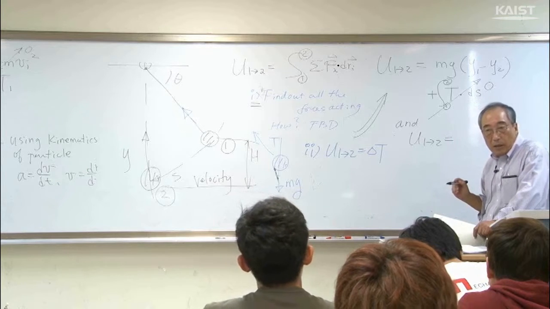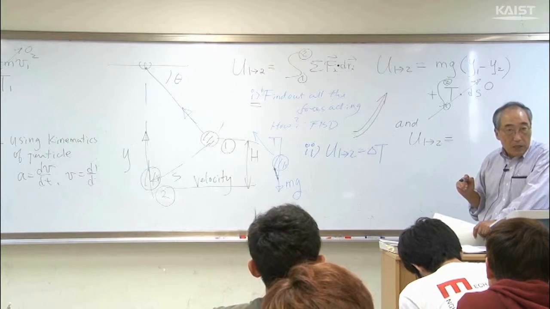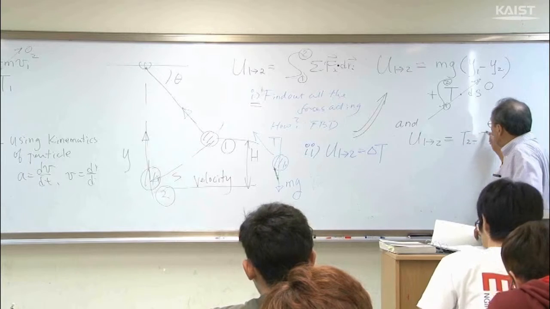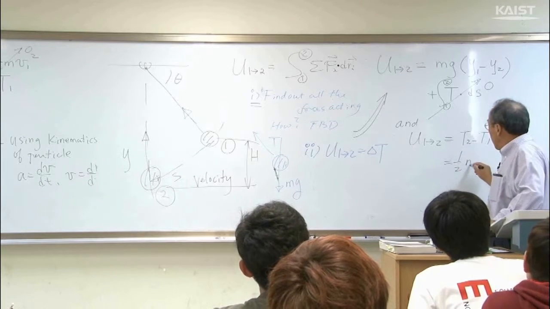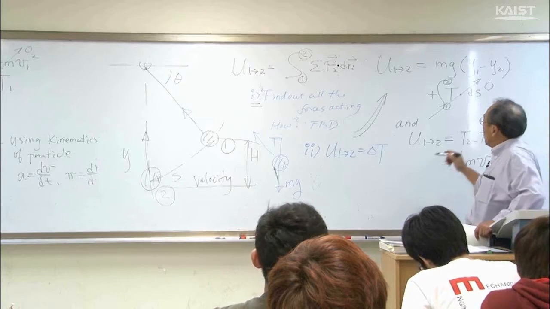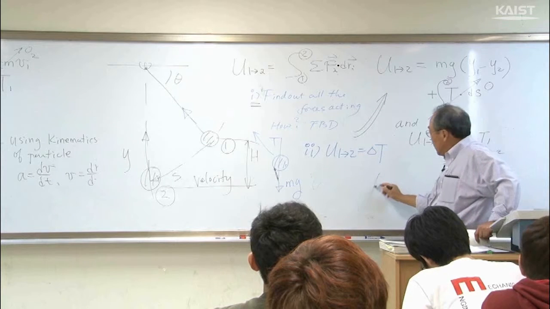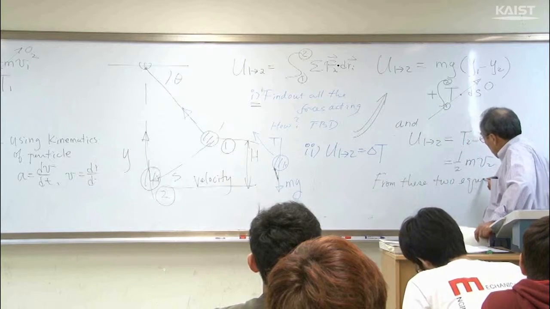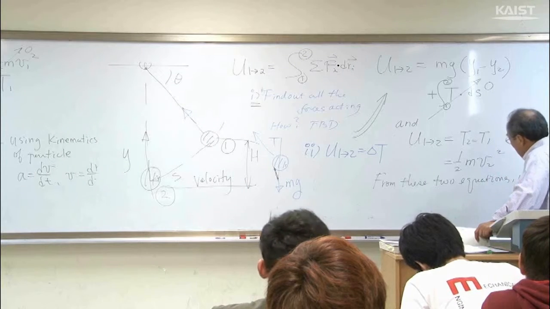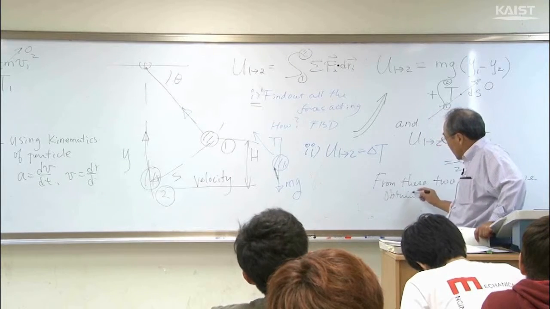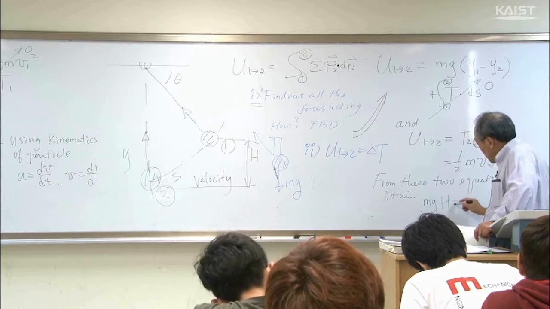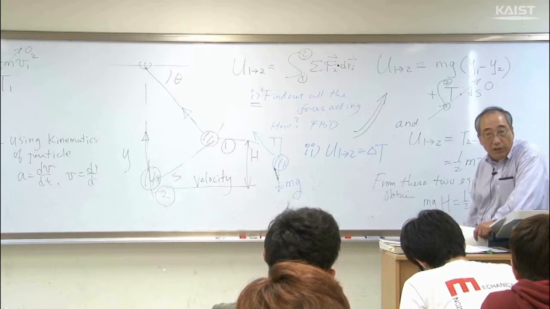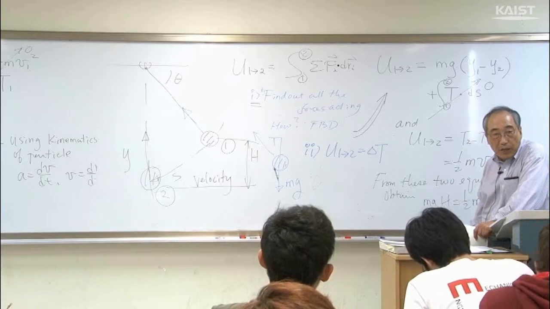Work done is equal to the change of kinetic energy. What is it, T1 minus T2 or T2 minus T1? T2 minus T1. That is 1/2 m v2 squared. Therefore, from these two equations, we obtain mgh is equal to 1/2 m v2 squared. So I got v2 squared using the principle of work done and kinetic energy.